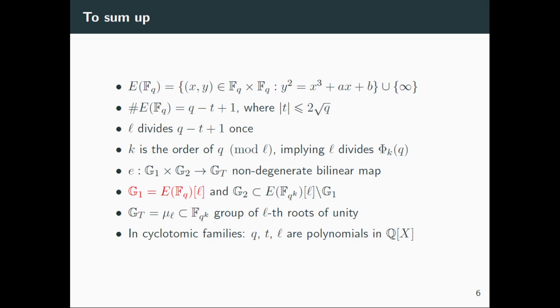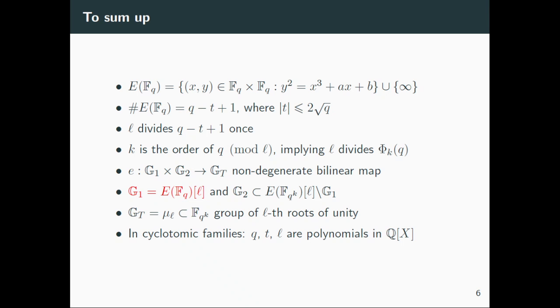Let's sum up what we have seen so far. F_q-rational points satisfy the equation y squared equals x cubed plus ax plus b, and there are q minus t plus 1 such points. We choose a prime L dividing the number of F_q-rational points. The embedding degree k is the order of q mod L.